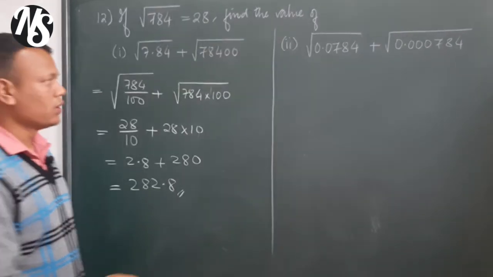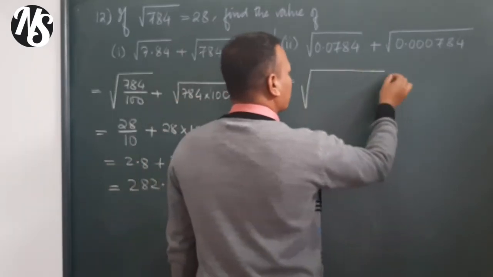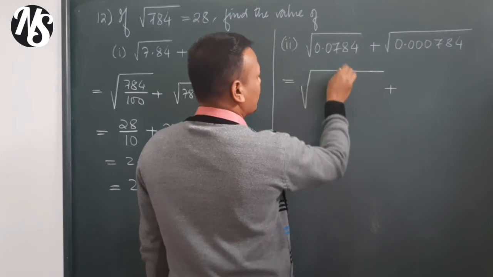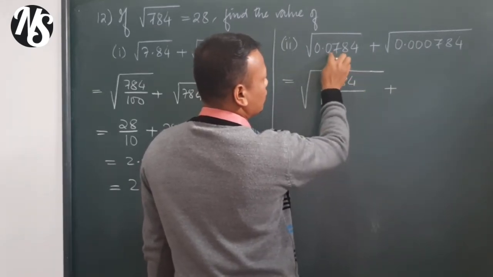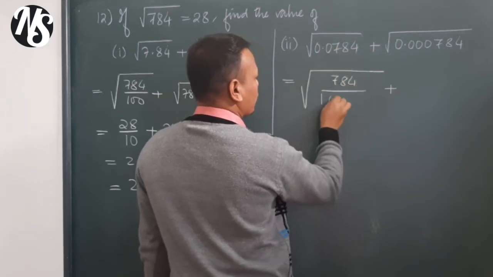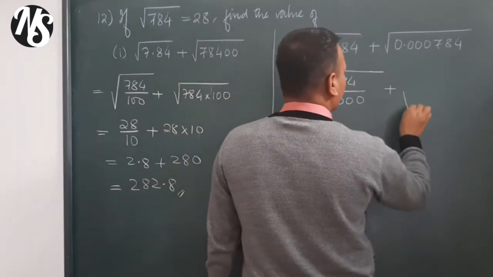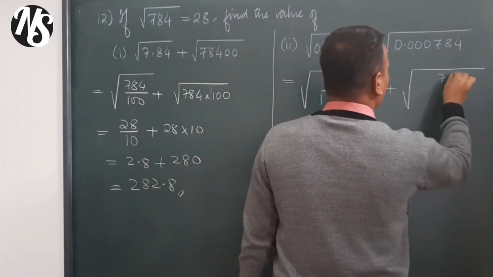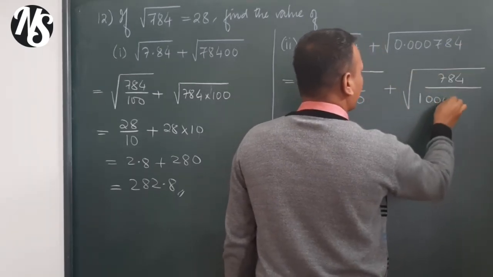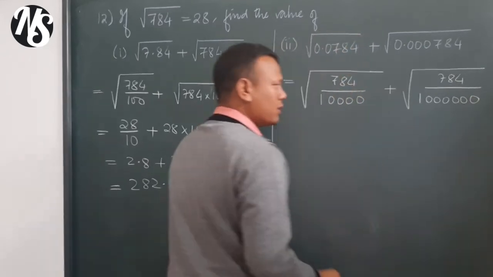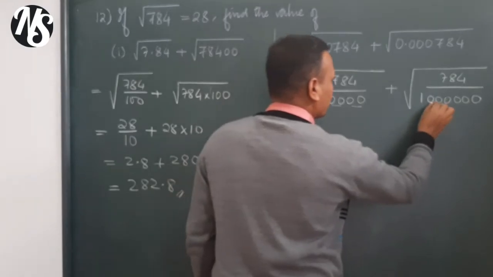Let's observe this question now. So here we see there are decimals in both the terms. So we have 784 divided by, now how many zeros do I need to put? 1 2 3 4. So 4 zeros. Now here similarly we have 784, how many zeros? Let's see, 1 2 3 4 5 6. So 6 zeros. Okay, so let's form pairs here.